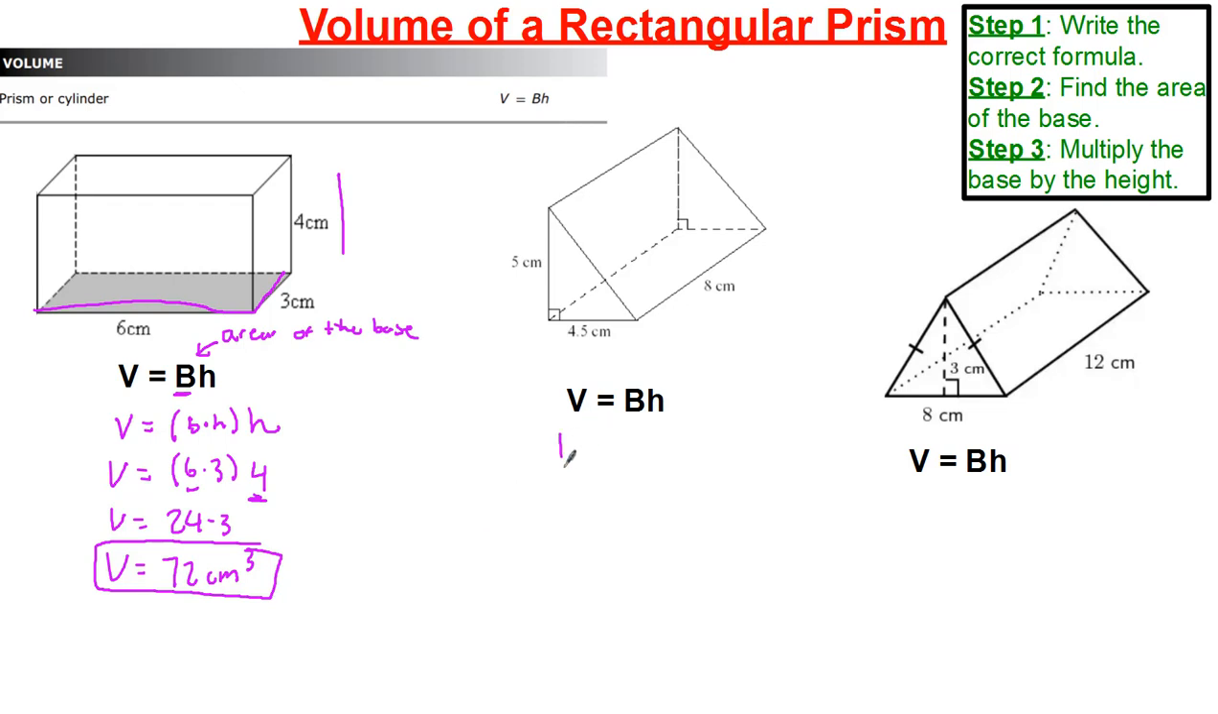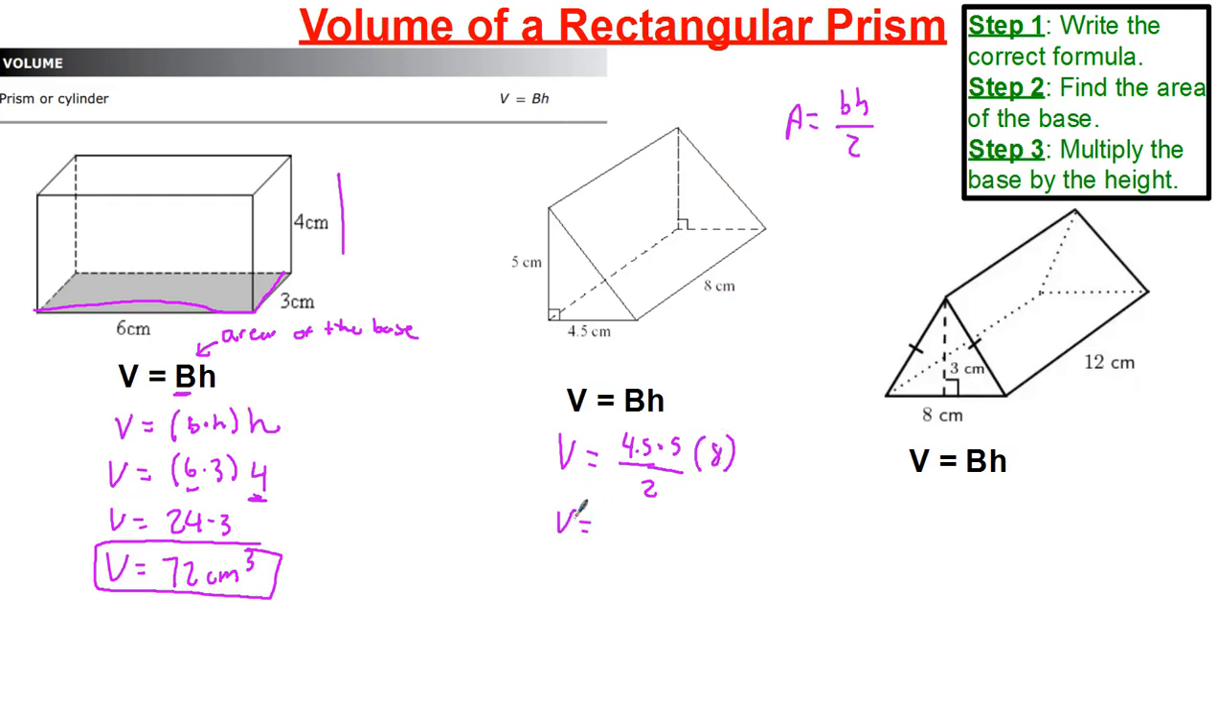Next, we have volume is equal to base times height. Now, over here, this is a triangle. Remember, on your formula sheet, the area for a triangle is base times height divided by 2. So in this case, my base is going to be equal to 4.5, and my height is going to be equal to 5. So 4.5 times 5, and then I'm going to divide that by 2. And then the height, remember, the height connects the two bases. What connects the two bases? This 8 right here. So my height is going to be the 8.